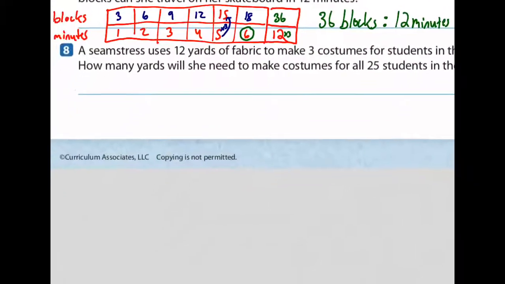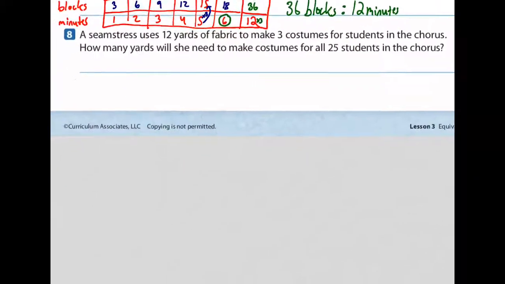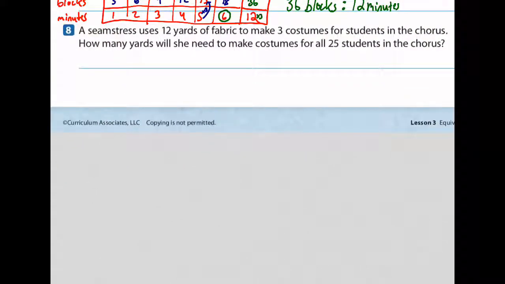All right, so here's what 8 says. It says, a seamstress uses 12 yards of fabric to make 3 costumes for students in the chorus. So I'm going to underline that. 12 yards of fabric for 3 costumes. How many yards will she need to make costumes for all 25 students in the chorus? All right, so let me set this up. I'm going to do a table. I don't like drawing pictures because I'm not good at it.